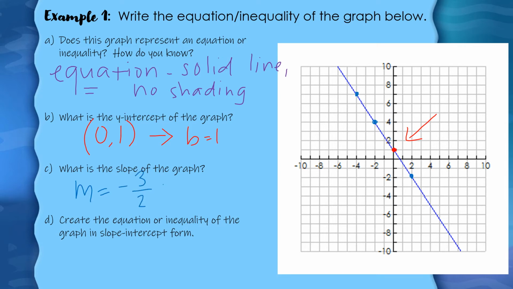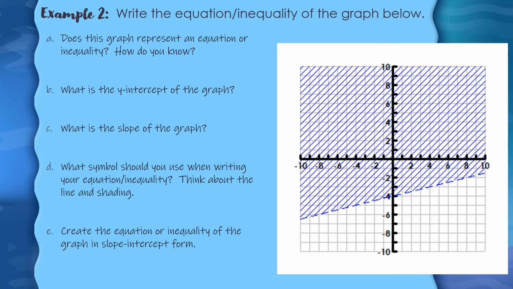So negative 3 over 2. Now I can write my equation because I have the slope and I have the y-intercept. It's always in the form y equals mx plus b. So this is going to be y equals my slope, which is -3 over 2, x plus b, so plus 1.